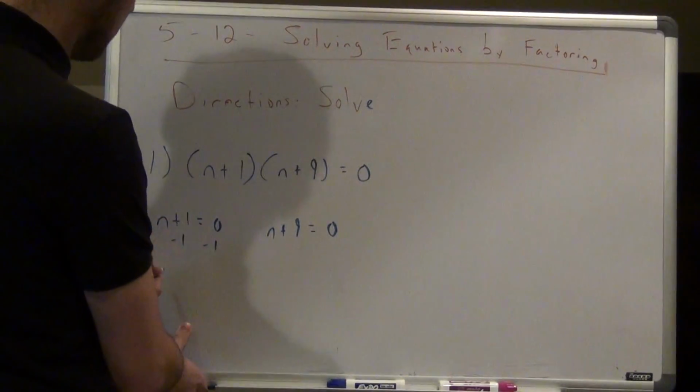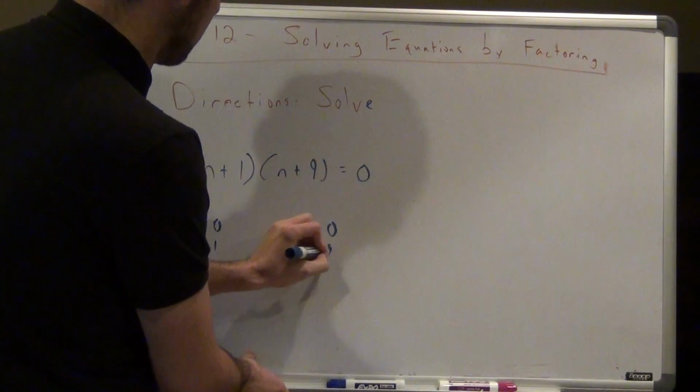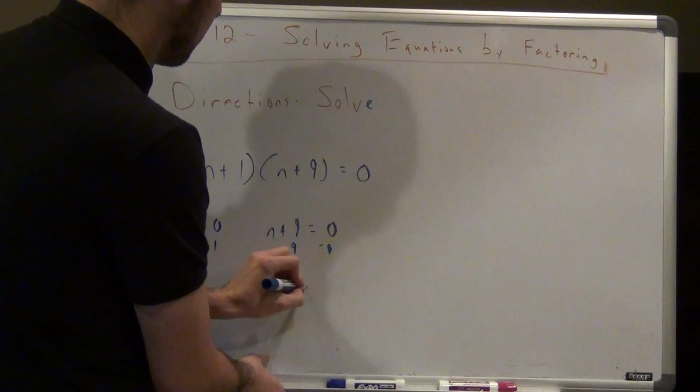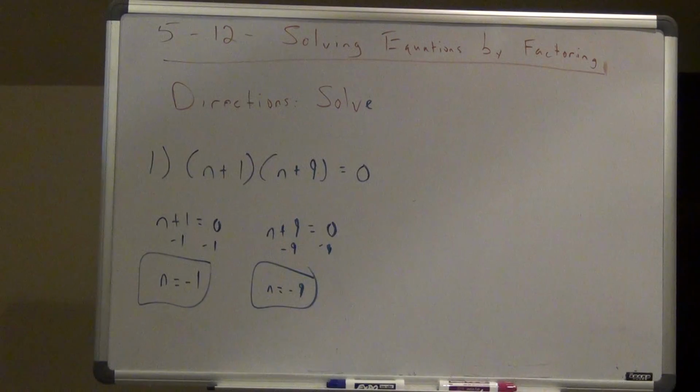So I'm going to subtract 1. So I'm going to get n equals negative 1. Subtract 9. n equals negative 9. There's my two answers. Negative 1, negative 9. That's it. Pretty easy, right?